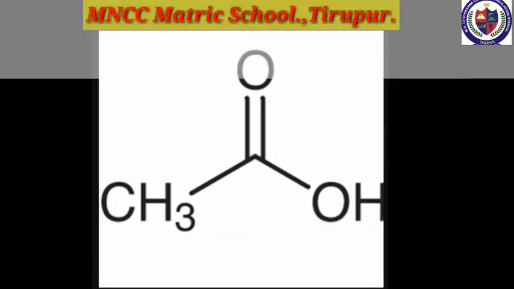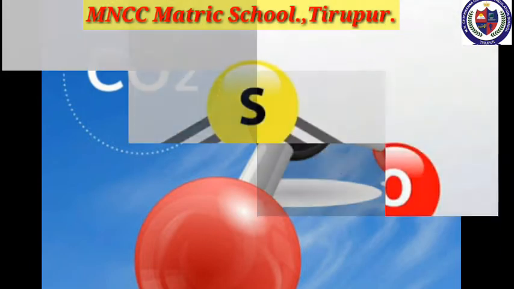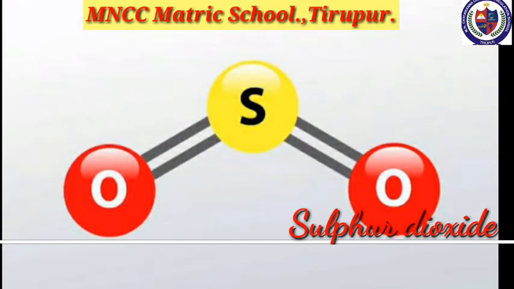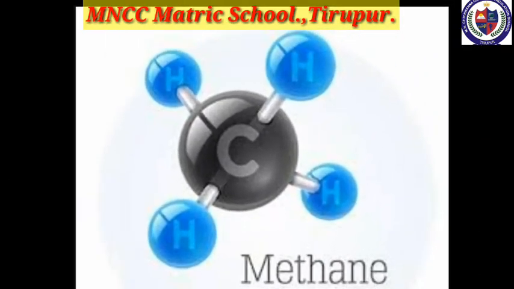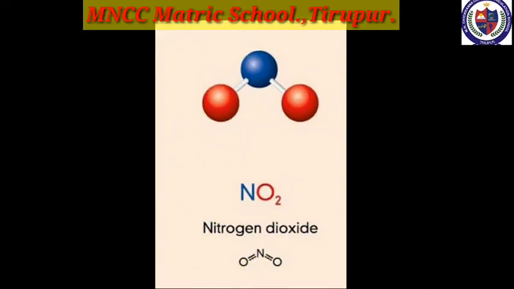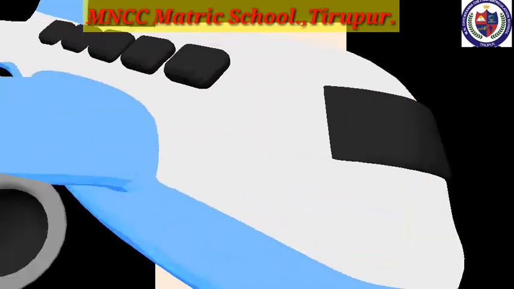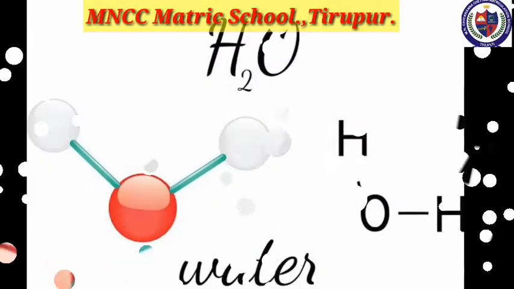Number 3, compounds in gas. Some important compounds that exist in gaseous state are given as follows. Number 1, carbon dioxide. The carbon dioxide contains carbon plus oxygen elements. Number 2, sulfur dioxide. It contains sulfur plus oxygen. Number 3, methane. The methane contains carbon and hydrogen. Nitrogen dioxide. It contains nitrogen and oxygen. Ammonia, nitrogen plus hydrogen.